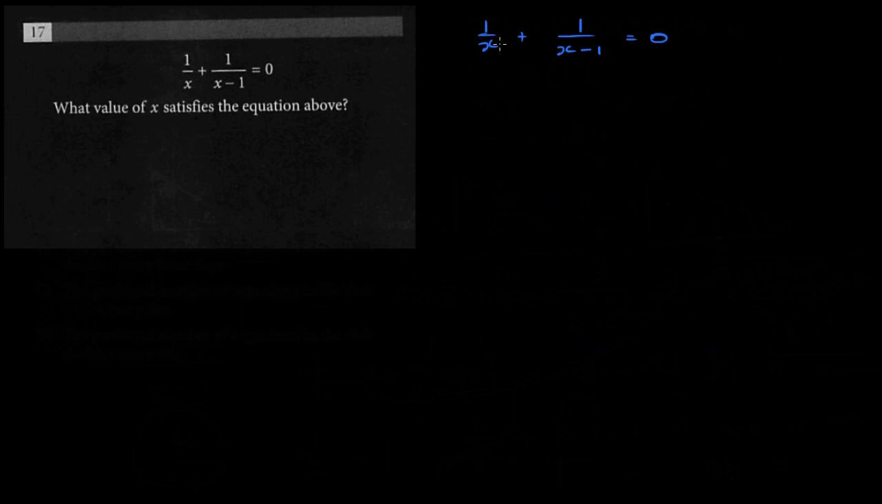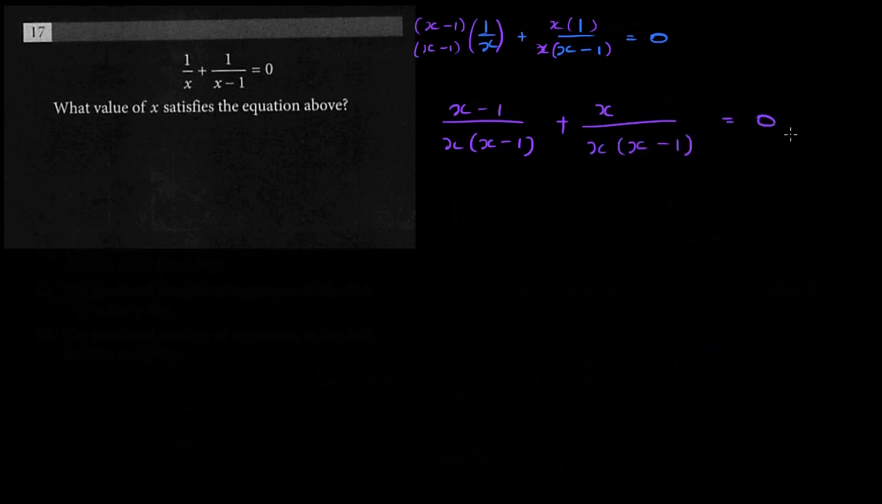Well, I can multiply this first fraction by x minus 1 on both sides, x minus 1 here. And I can multiply the second fraction with x. And so now you can realize that if I expand and simplify, both these fractions are going to have the same denominator. So the first one's going to be x minus 1 on the numerator, and the second fraction is going to be x on the numerator, and x into x minus 1 in the denominator, equals 0.